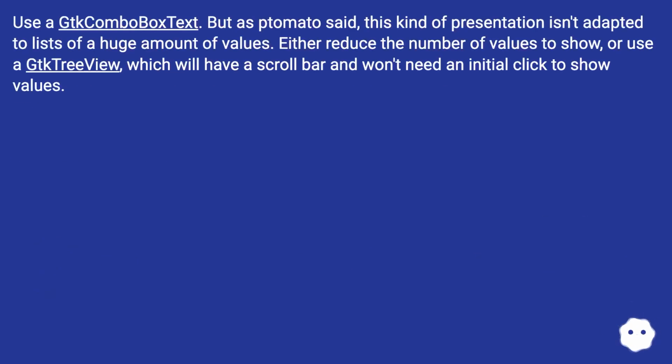Using combo box text. But as Tomato said, this kind of presentation isn't adapted to lists of a huge amount of values. Either reduce the number of values to show, or use a tree view, which will have a scroll bar and won't need an initial click to show values.